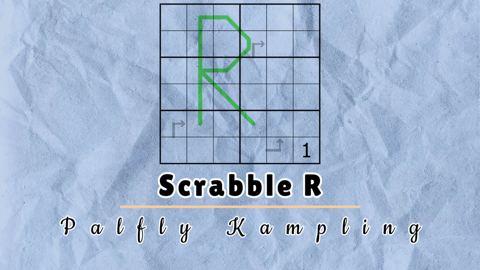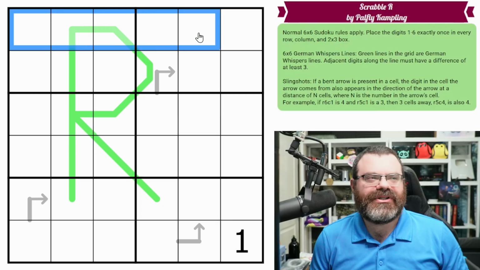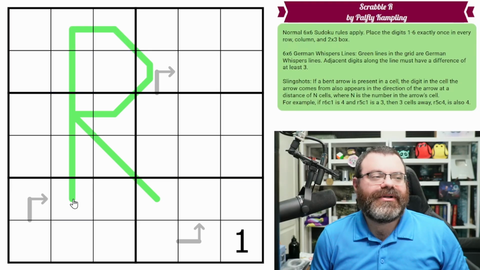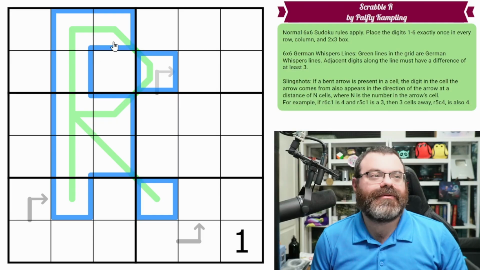Hello, let's continue our Sudoku adventure with Scrabble R by Palfly Kampling. So we have normal 6x6 Sudoku rules, so in each row, each column, and each 2x3 box, we are placing the digits 1 to 6 exactly once each. We also have this green line in the grid. This is a German whisper line, and it is 6x6 German whisper rules.